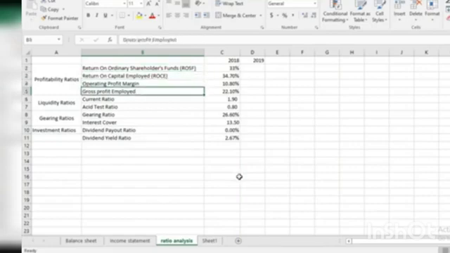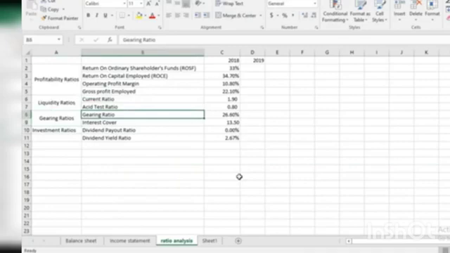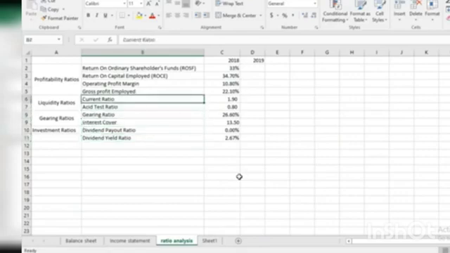We have some formulas given, so first of all let's look at the formula. The formula of profitability ratios, ROSF, return on ordinary shareholders' funds: ROSF is profit for the year less any preference dividend, over ordinary share capital plus reserves, multiplied by 100. So we have to find the 2019 ratio.